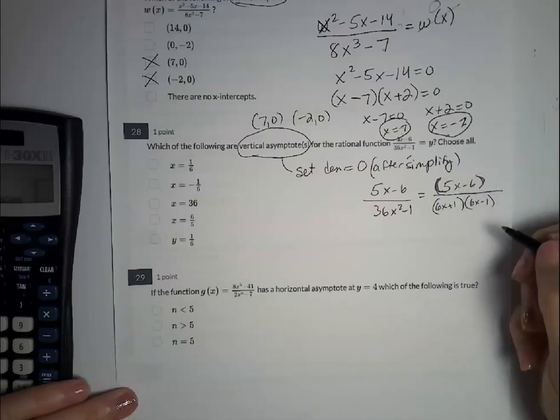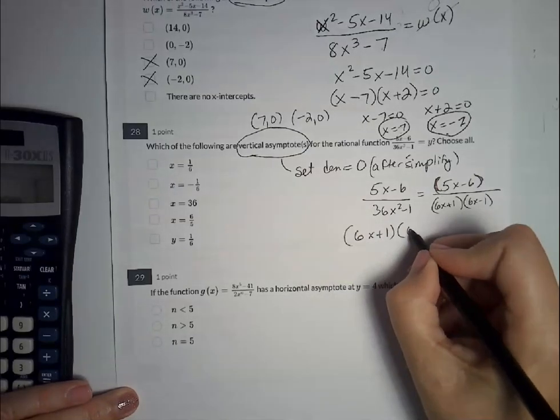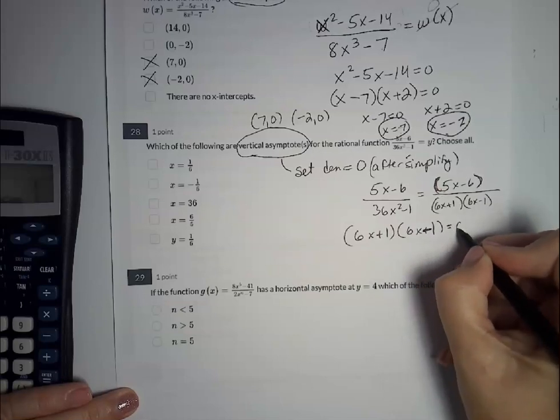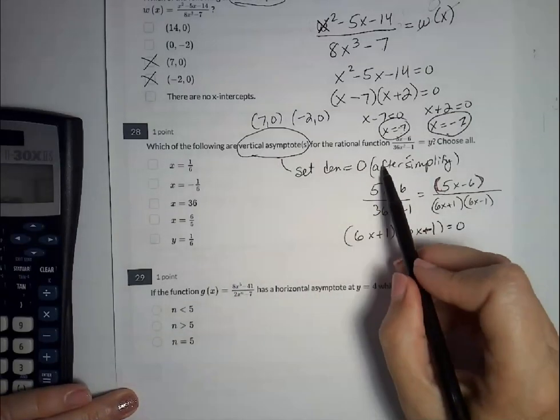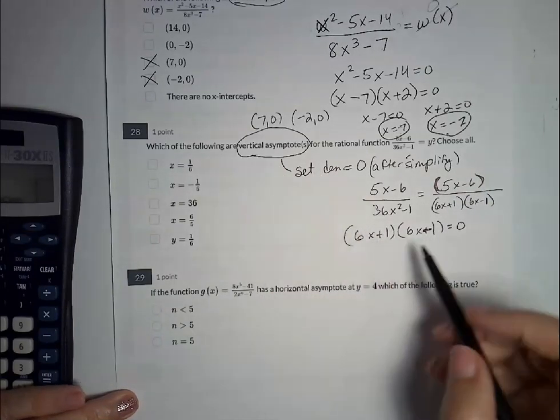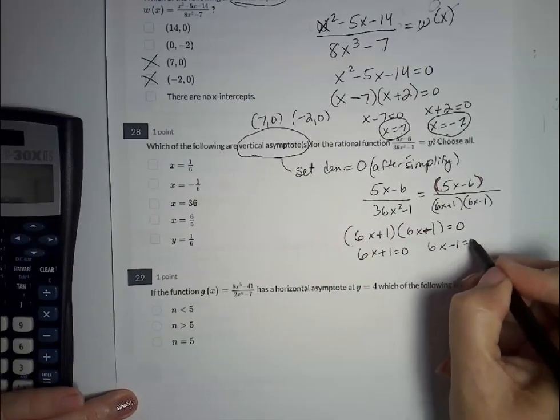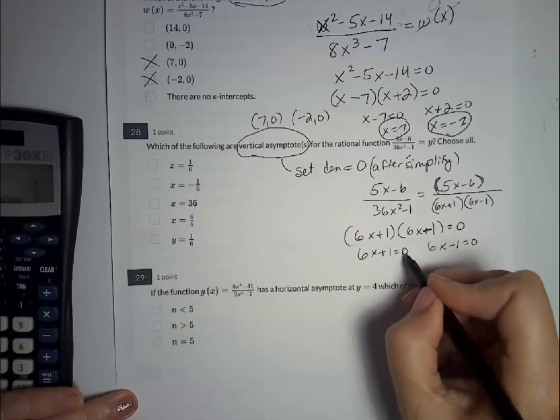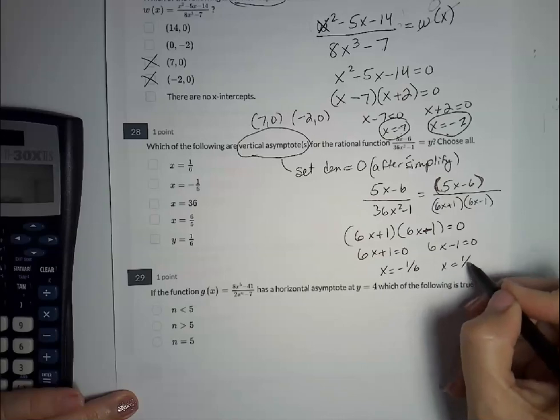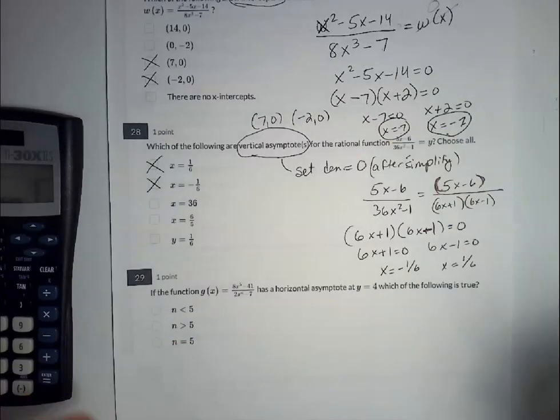So I can't do any canceling, but I want to set my denominator equal to 0. So to find the vertical asymptotes, I simplify, just in case there's a hole, but there wasn't, and then I set the denominator equal to 0. So now I'm going to set each factor equal to 0. And when I solve that, subtracting 1 and dividing by 6, x is equal to negative 1/6, and x is equal to positive 1/6. And so I have two vertical asymptotes, and I would choose those.